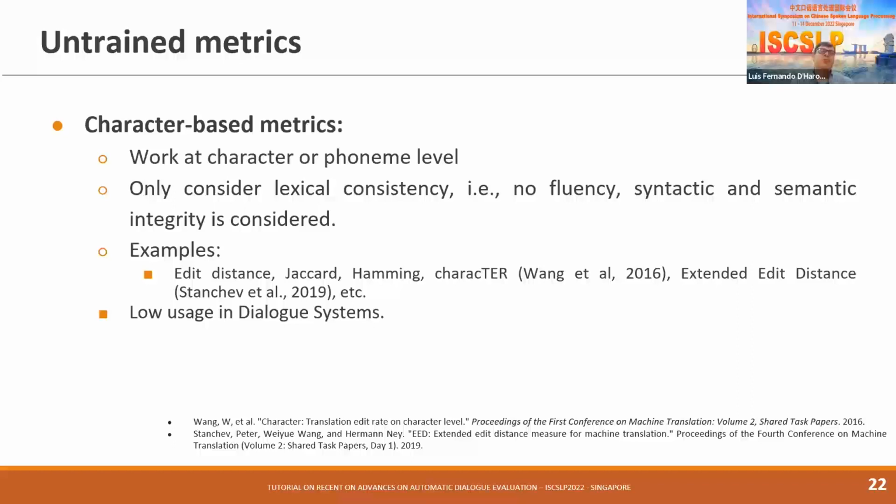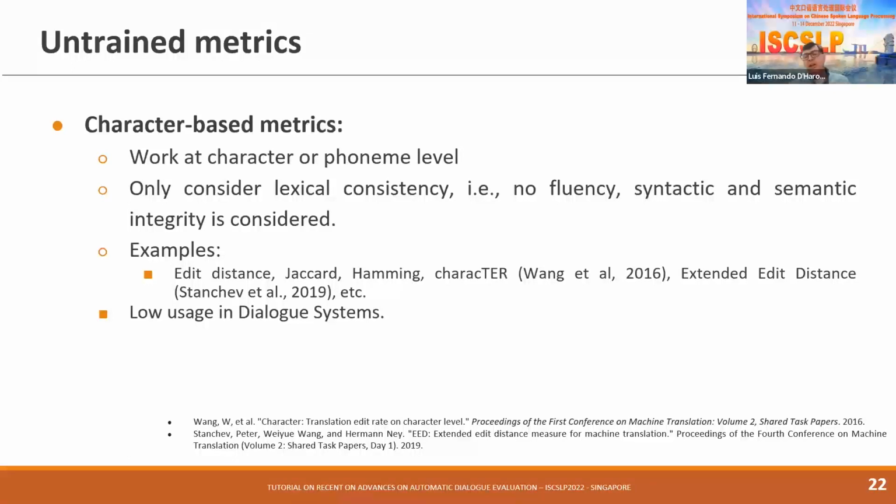The first kind of metrics that we can find in the literature are character-based metrics. These metrics work at character or phoneme level. In this case, we are considering only lexical consistency. We are not really checking fluency, syntactic, or semantic integrity, because we are going character by character. So we can have examples of this like edit distance, Jaccard, Hamming, character extended distance.